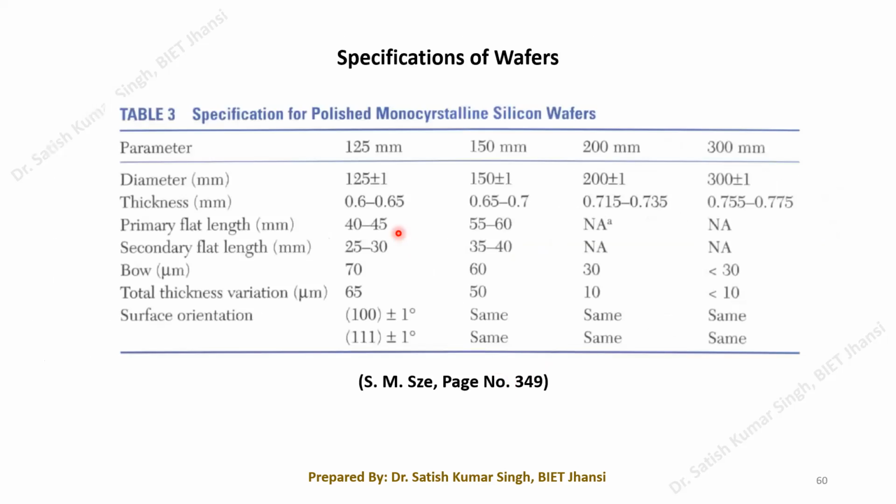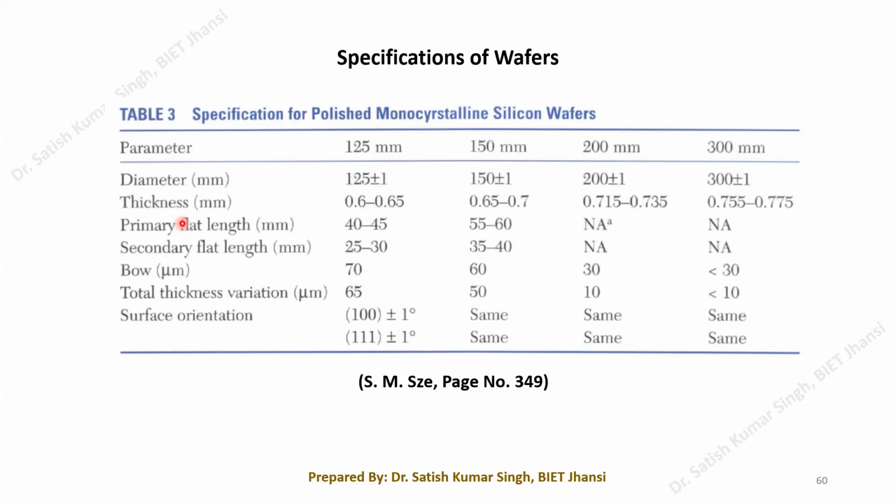So we have certain specifications mentioned over here. You can see that we can have different types of wafers of different specifications. We can have different parameters like 125 mm diameter, then 150 mm diameter, 200 mm diameter, and 300 mm diameter. So these are the different diameters that we are nowadays fabricating. There may be a little bit of error in that diameter. It is not exactly 125 mm. It could be plus minus 1 mm.